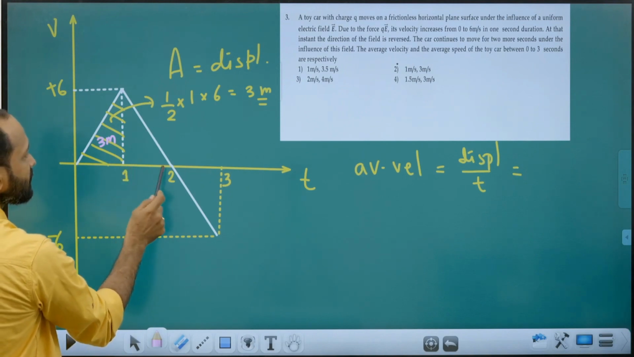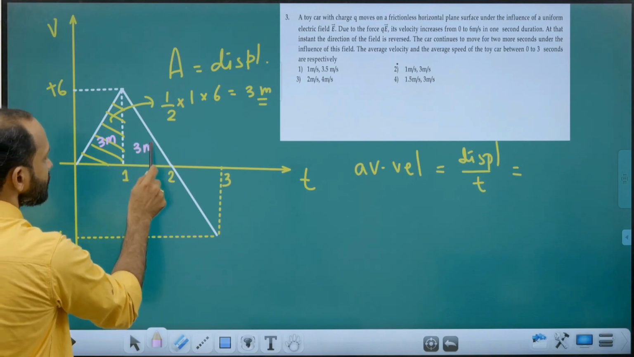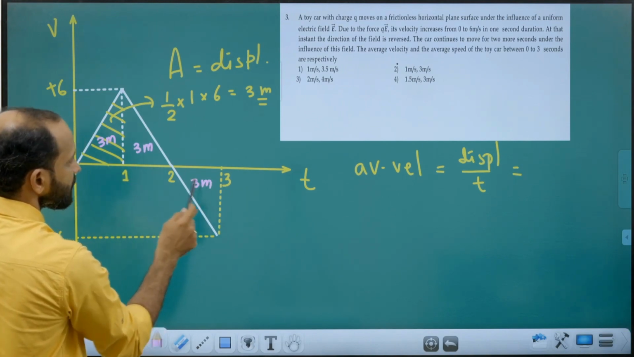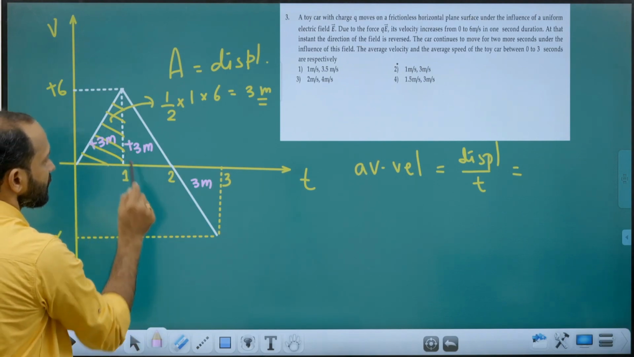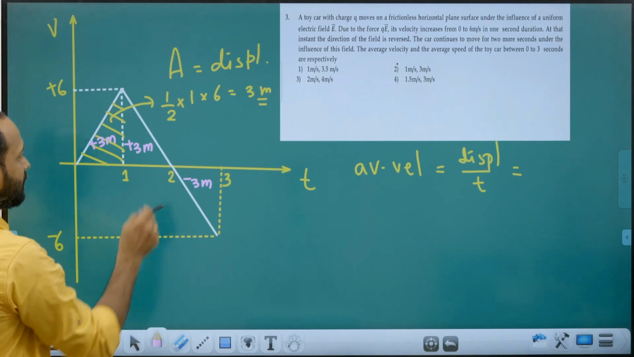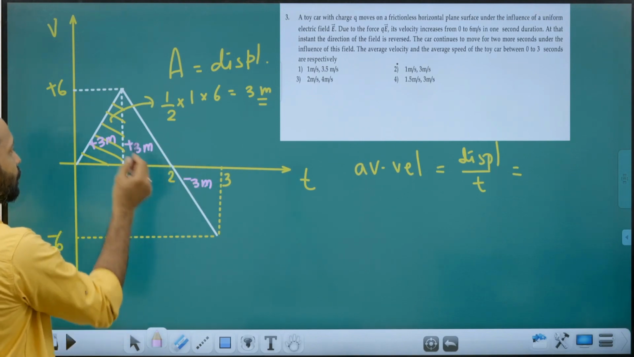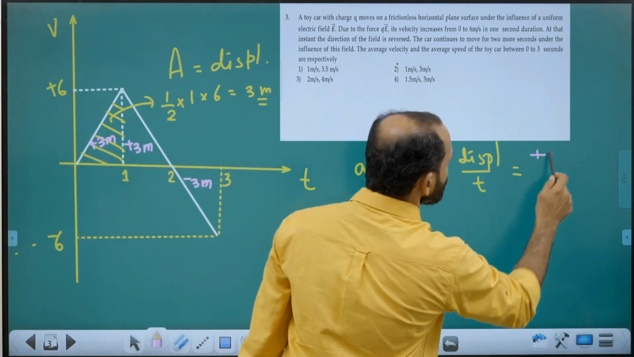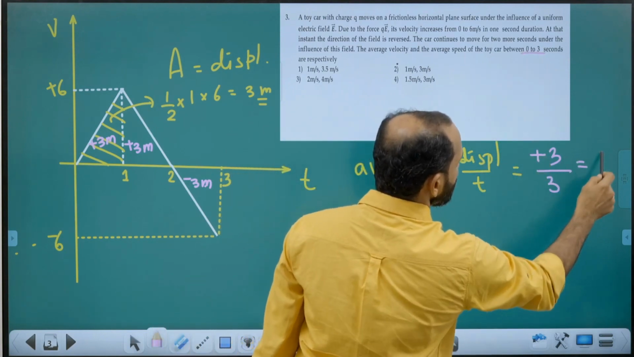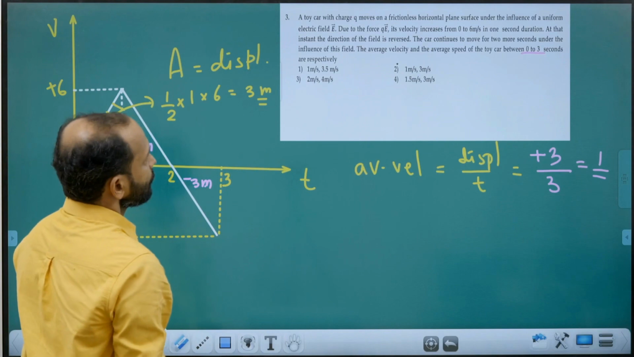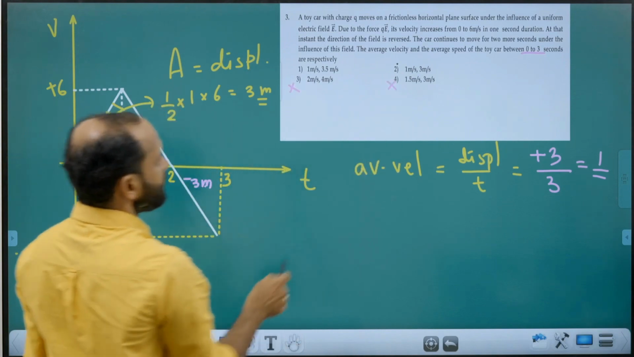For the same reason, due to symmetry, this also is 3 meter. This also will be 3 meter. So what is the displacement? Here this is plus 3, this is plus 3, but this is negative side, minus 3. This plus 3 and minus 3 cancel. Only one plus 3 prevails. So plus 3 divided by total time, which is 3 seconds. So you get 1. Okay, so 3 and 4 cannot be the answers.